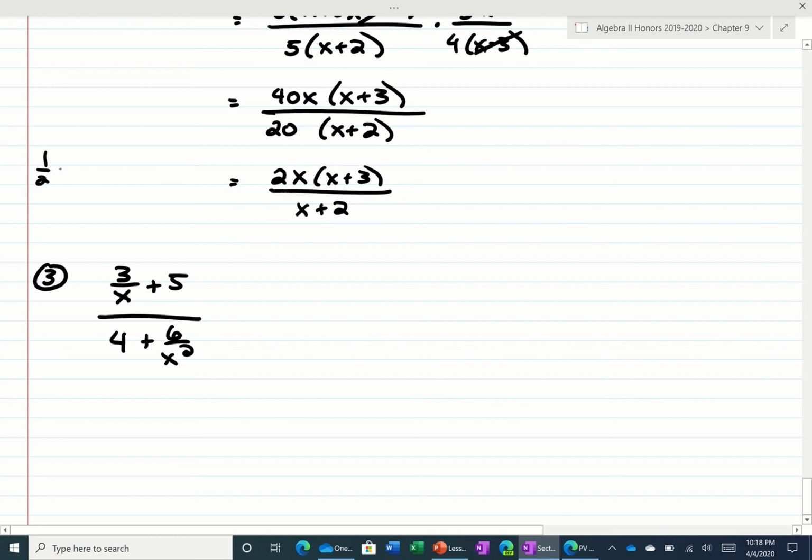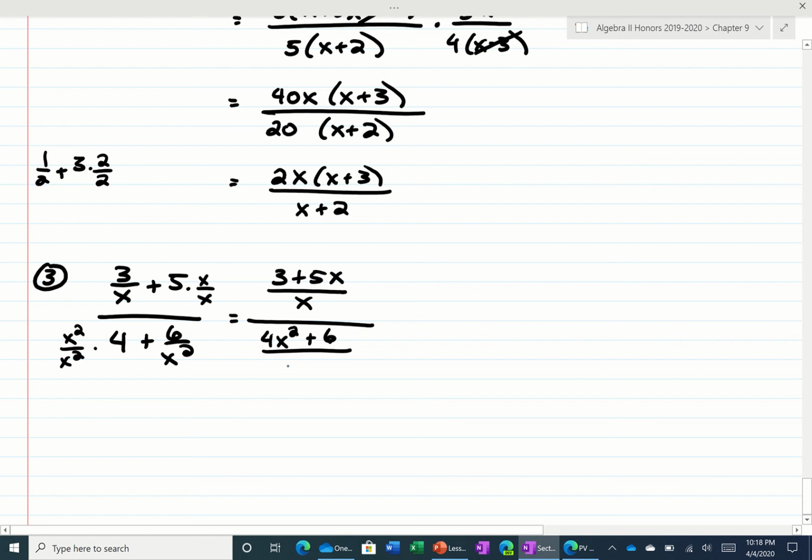Like if I asked you what's 1/2 plus 3, you'd multiply the 3 by 2 over 2. For this fraction, what we could do is we could multiply top and bottom by x over x. And for the 4, we can multiply top and bottom by x squared over x squared. That would allow us to combine the top. It would be 3 over x plus 5x over x. So we could just combine the whole top. And we could combine the whole bottom. 4x squared plus 6, all over x squared. Now that we have one fraction divided by one fraction, we could write it horizontally.